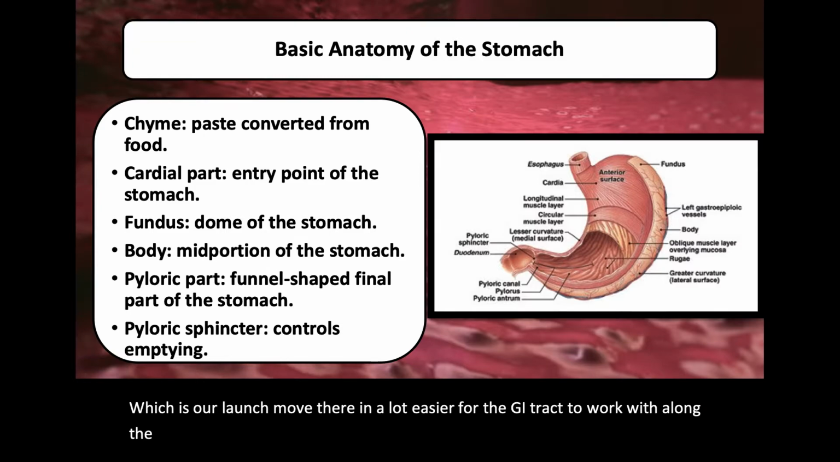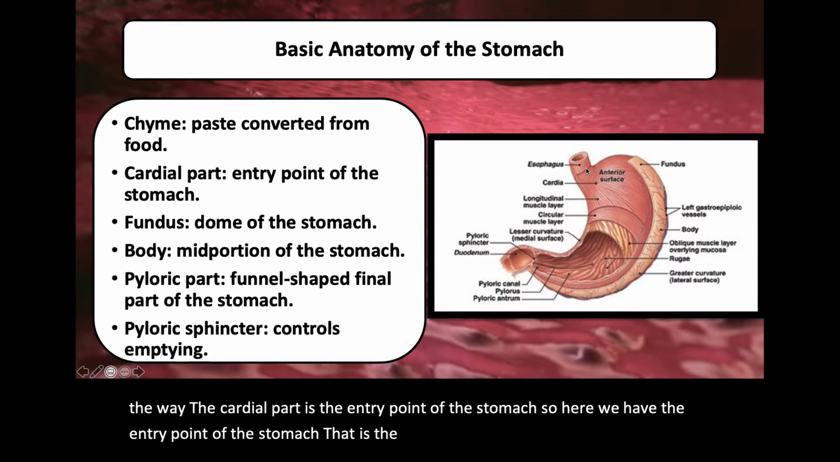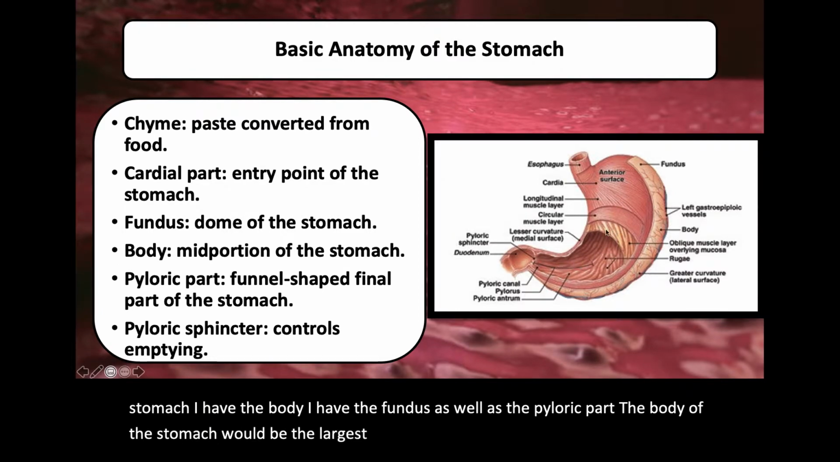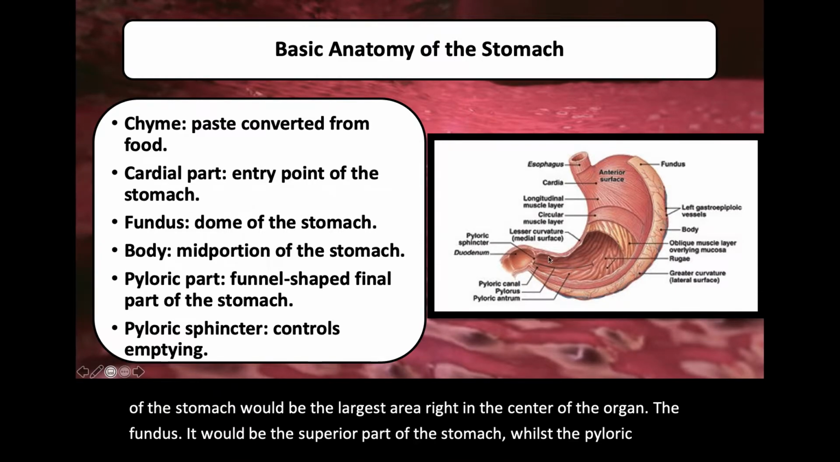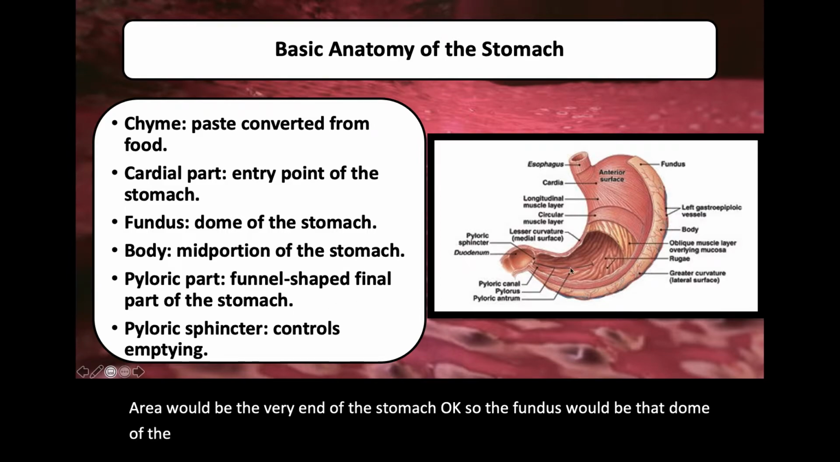The cardial part is the entry point of the stomach. So here we have the entry point of the stomach, that is the cardial area. I have three main parts on the stomach. I have the body, I have the fundus, as well as the pyloric part. The body of the stomach would be the largest area right in the center of the organ. The fundus would be the superior part of the stomach, whilst the pyloric area would be the very end of the stomach. Okay? So the fundus would be that dome of the stomach, the body the mid portion, and the pyloric part at the end here.